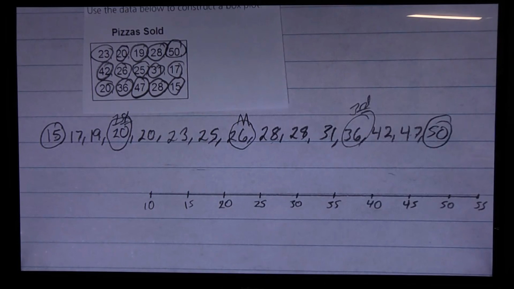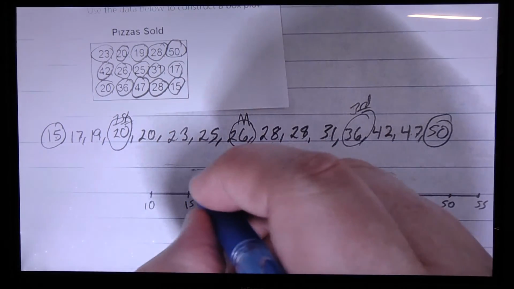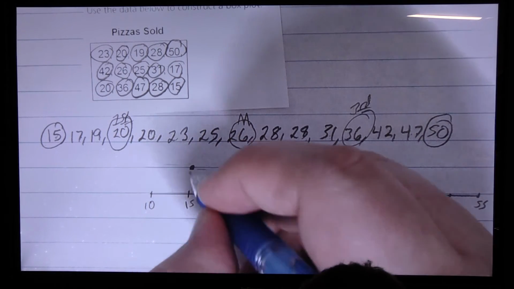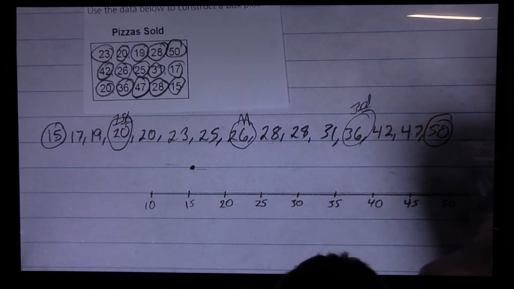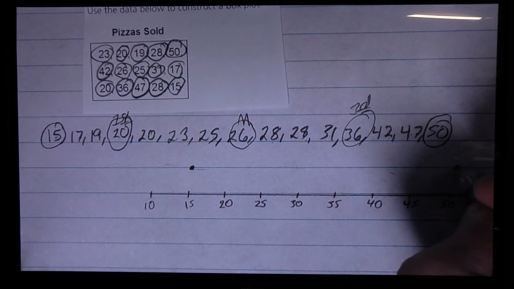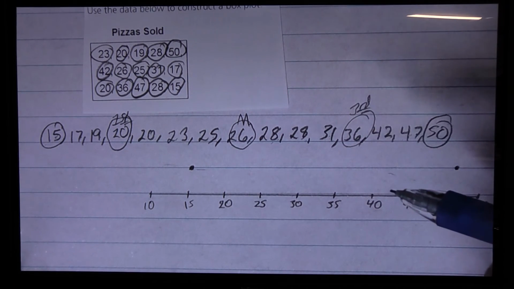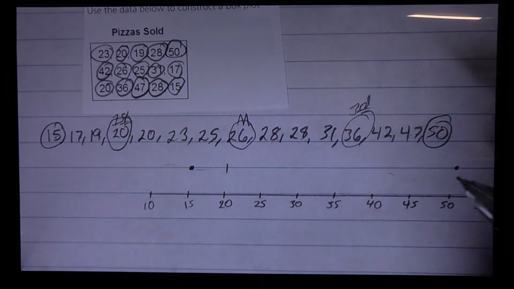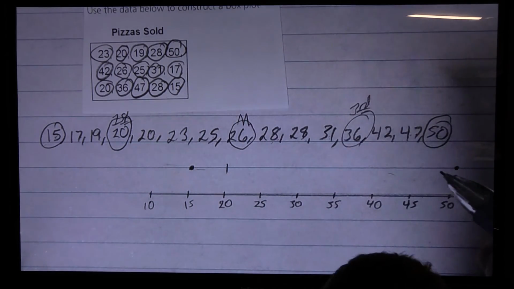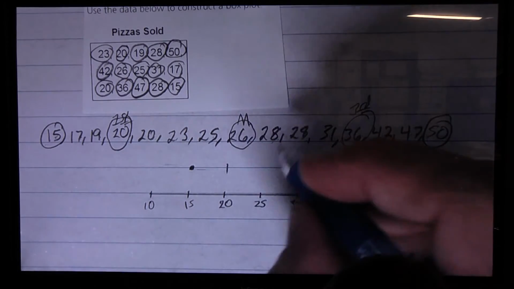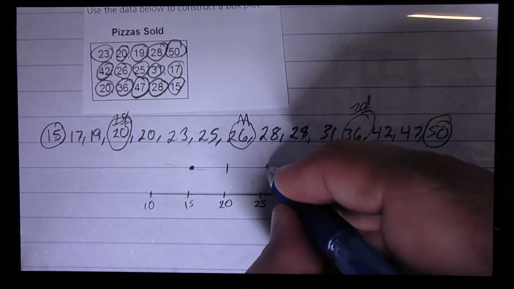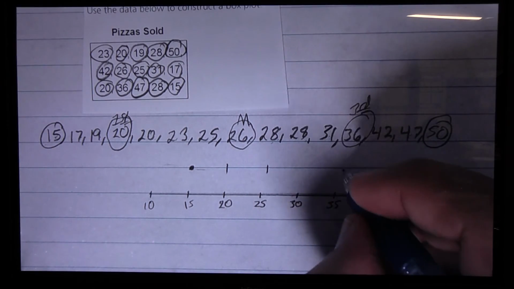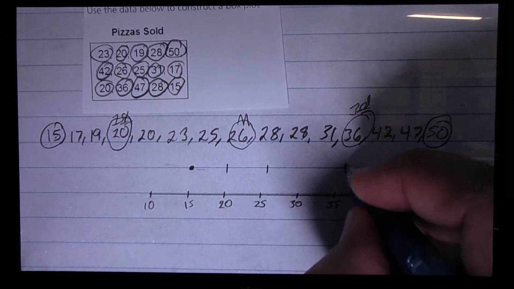My first point that I'm going to do is I'm going to put one at 15 because this is going to be where my lower extreme is, and I'm going to put one at 50 for my upper extreme. Now I'm going to put a little mark for my first quartile of 20, another mark for my median of the whole set, which is 26, so here's 25, 26 will be right about here. And then my third quartile, 36, 35, 36 should be right about here.